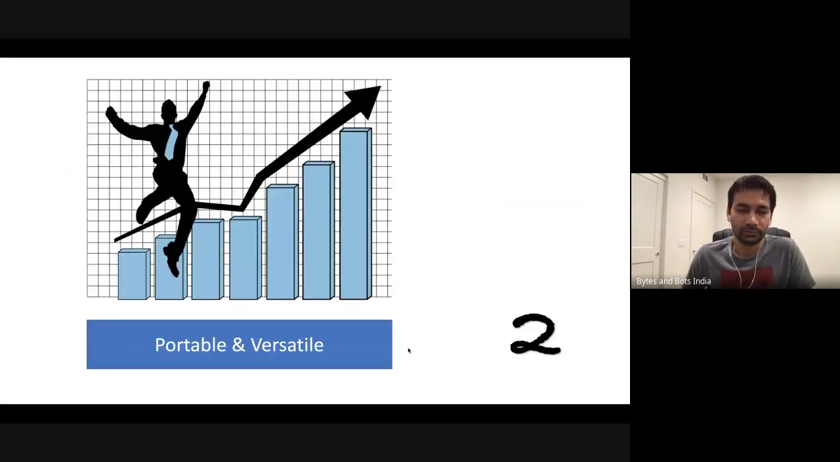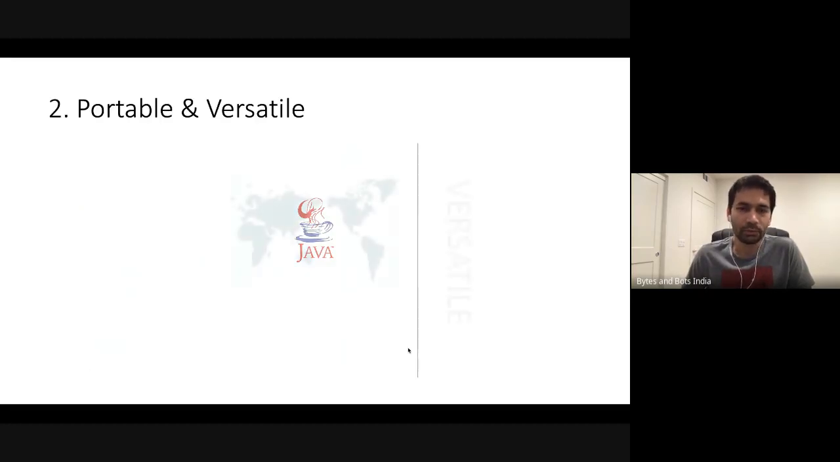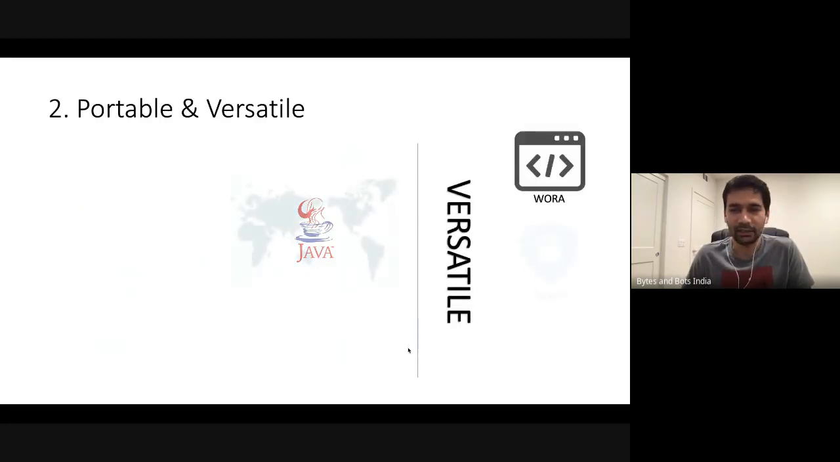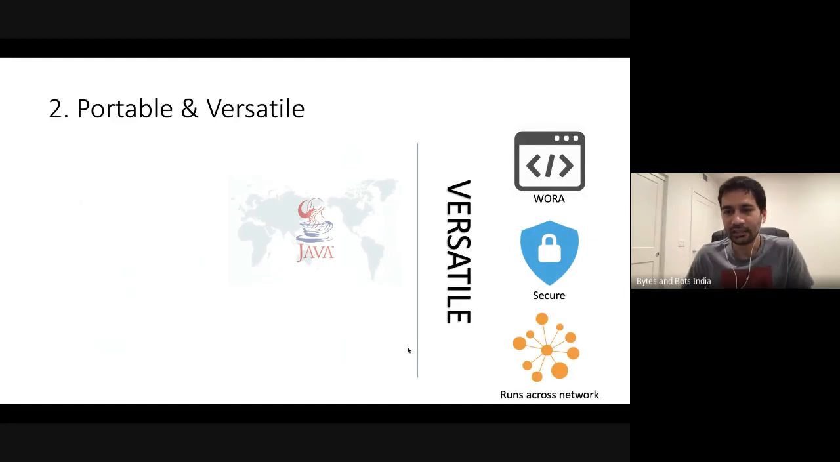Point number 2, portable and versatile. Java is very portable and versatile. On the right of the screen is versatility. As we touched upon earlier, Java follows something called WORA, write once, run everywhere. We'll come to it later in the session today, how that works. But the point here is you write Java code once, and you can run the same code everywhere Java is supported without worrying about failures.